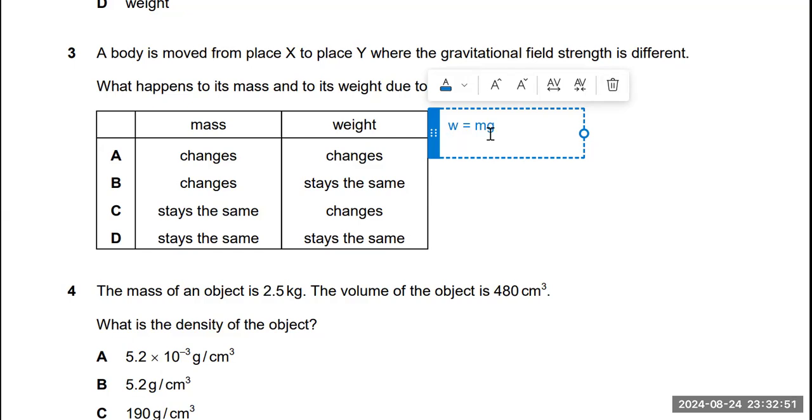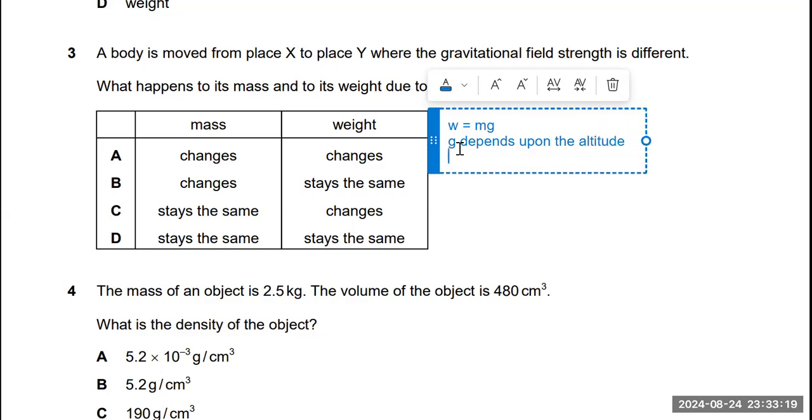square. But if you are moving vertically upward, then the height is increasing from the earth's surface. As a result, the value of g decreases, so weight will decrease. I will write here that g depends upon the height, the altitude. So when g decreases, weight will decrease. It's very simple, right?